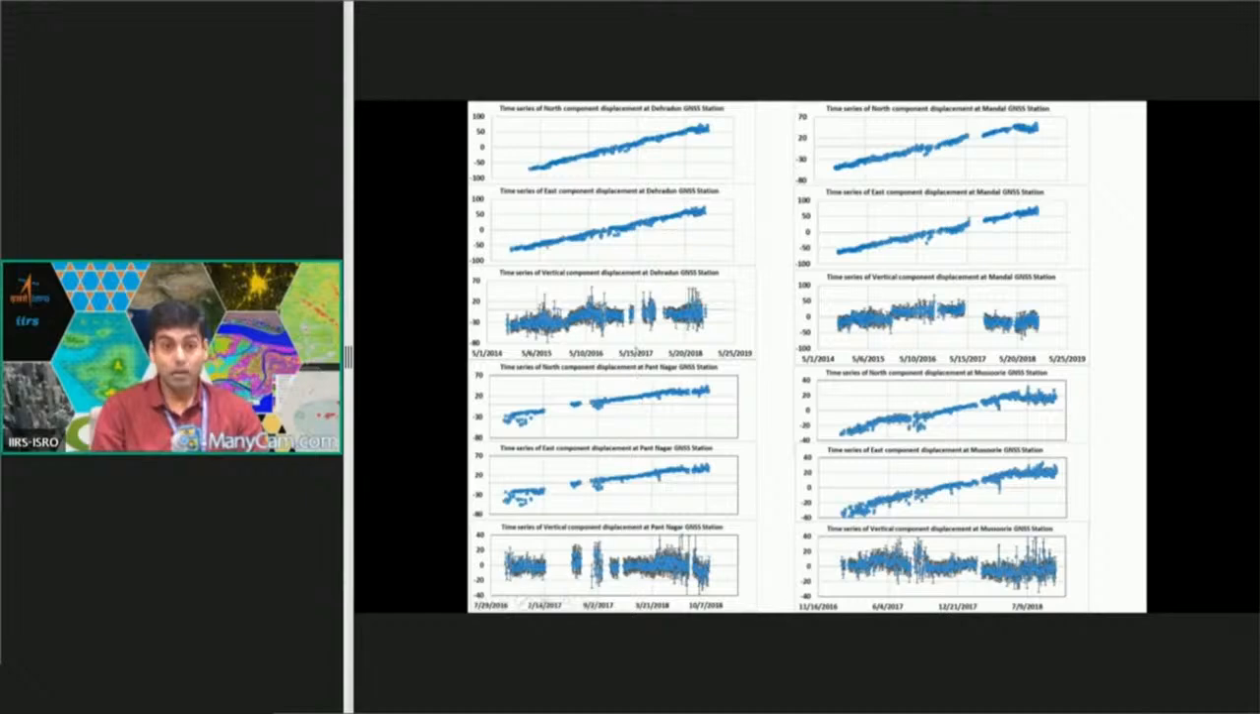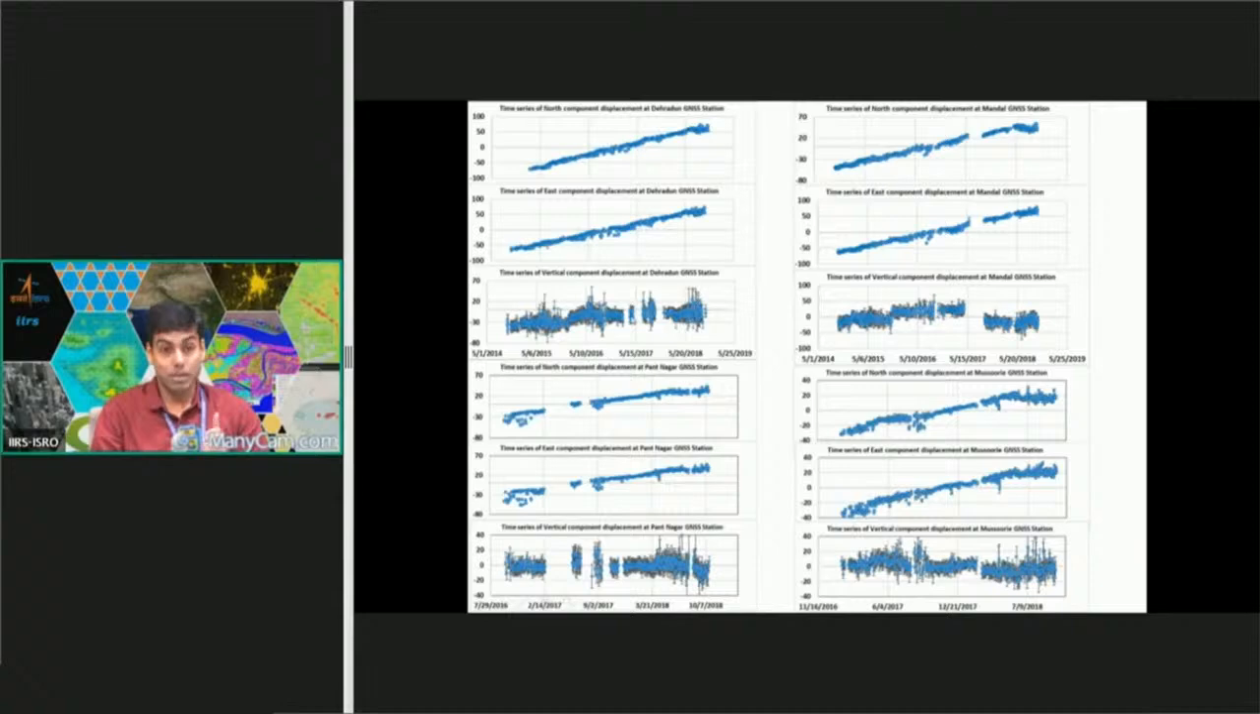Then we can see the error bars. We can see more error here. There are also error bars elsewhere, but we cannot see them. Why can we not see them? Because the error is very small, sub-millimeter. That's why we are not able to see them in the north-south and east-west components. But we can see them in the vertical component, because here the error is 5 to 10 millimeters.